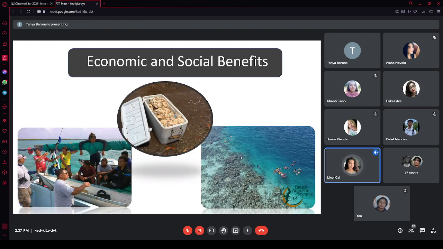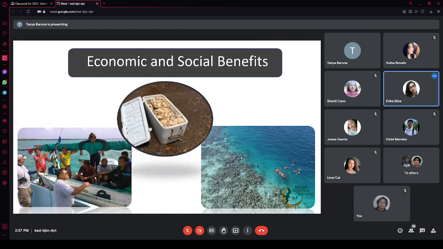So we're talking about the economic and social benefits of the conchs, right? I would say fishermen depend on the seasons, like the fishing seasons for conchs, for them to be able to sell it to others.